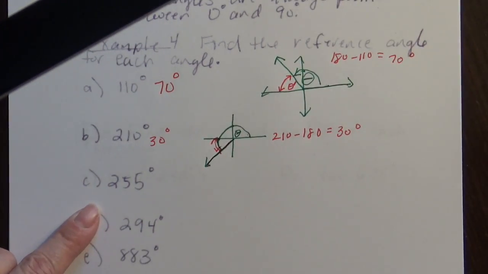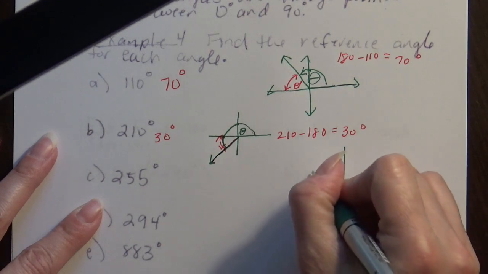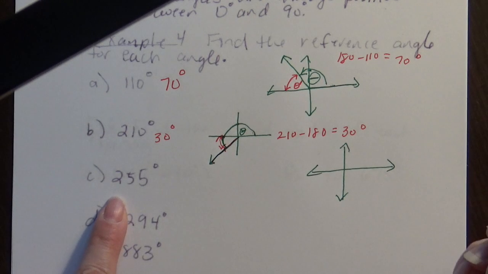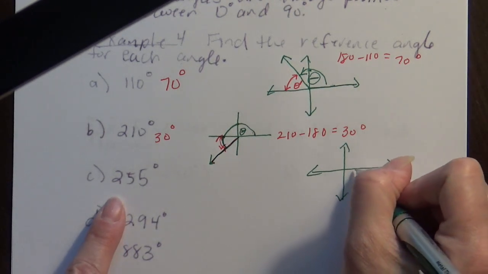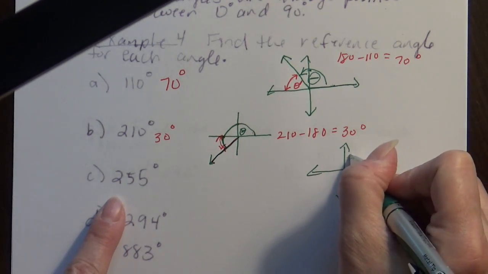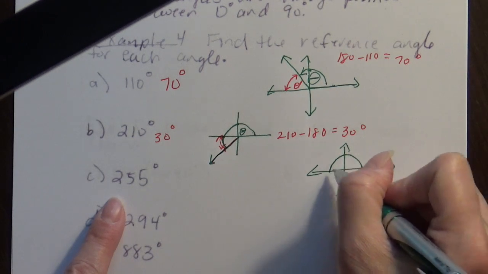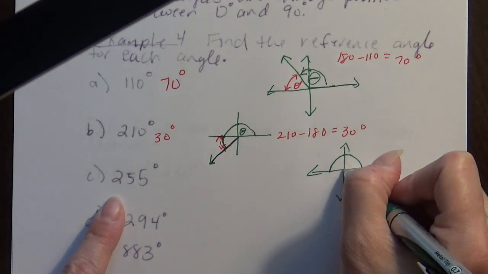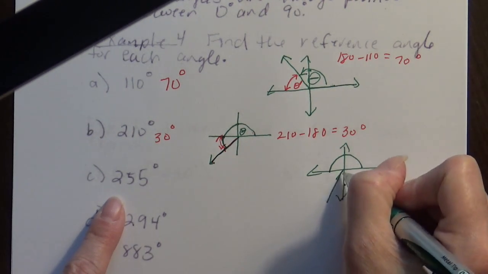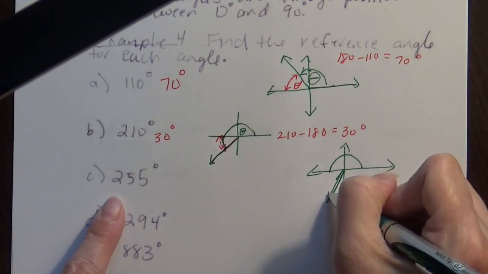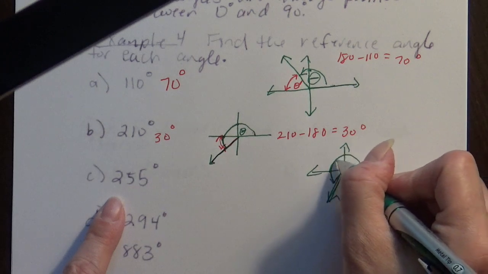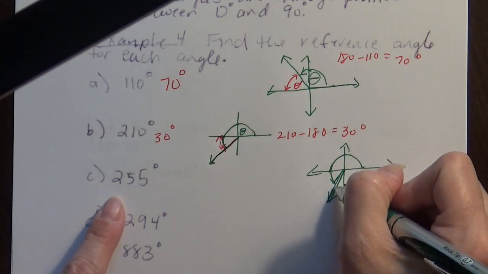Part C. We want to find 255 degrees first. So we start here at the initial side, we go to 90 degrees, 180 degrees. If we go all the way down here, this is going to be 270, and that's too far. So we need to back up about 15 degrees, maybe a little bit more like this. So theta goes from here all the way around into quadrant 3.